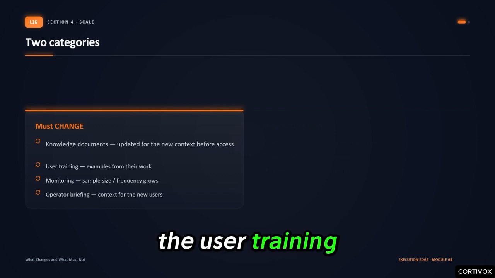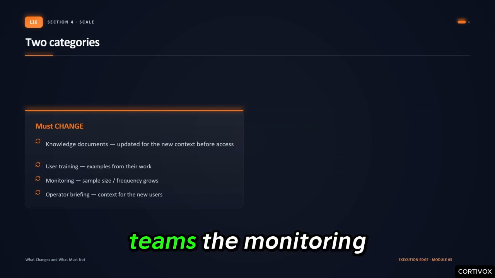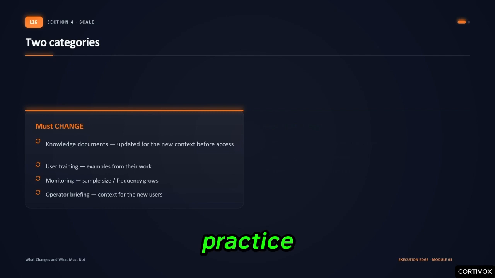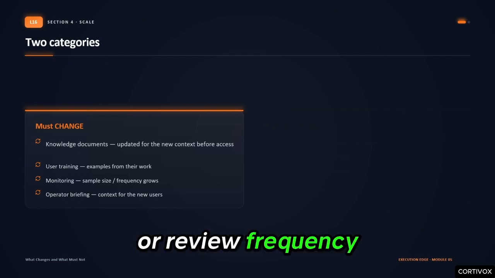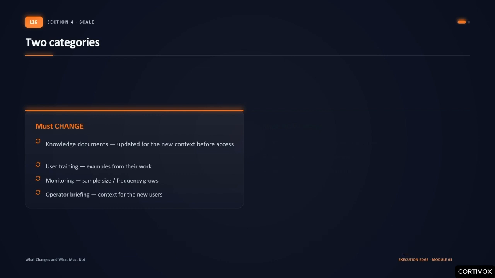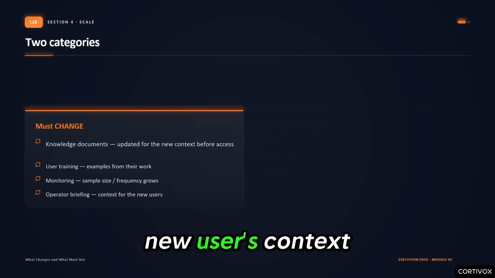The user training material. The 3-point summary should reflect the new audience. Their most common tasks may differ from the original users. Examples should come from their work, not the original teams. The monitoring practice. As the user base grows, sample size or review frequency should increase proportionally. The operator's briefing. The operator needs to understand the new user's context well enough to assess quality from their perspective.